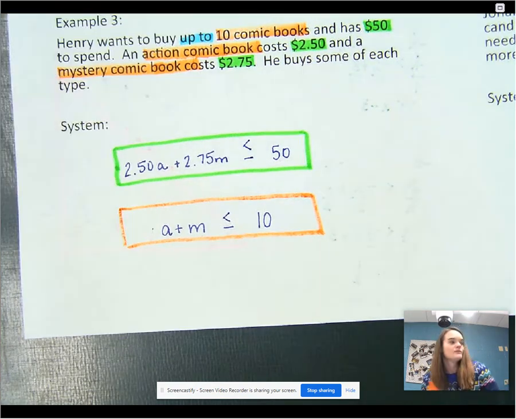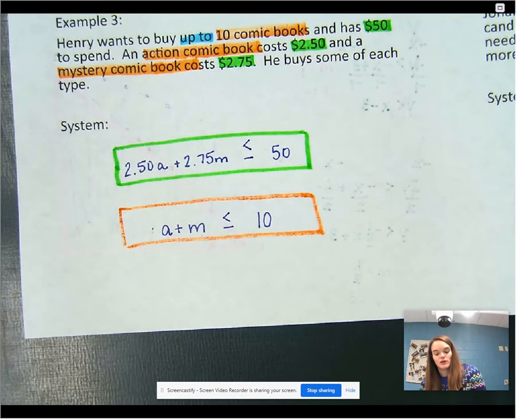Here's our system of linear inequalities. We are not going to solve them. We will talk about in a little bit with number 5 how to get a solution if we wanted to, okay? All right. Pause the video and try number 4 and 5.